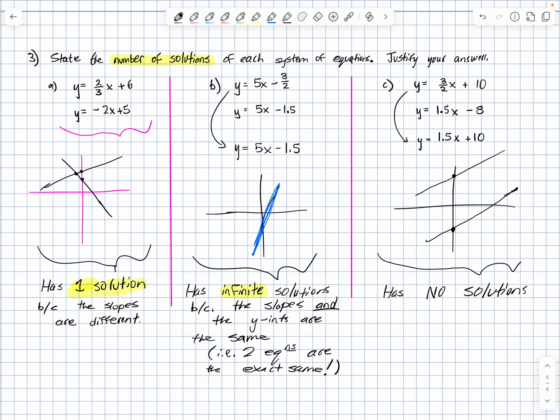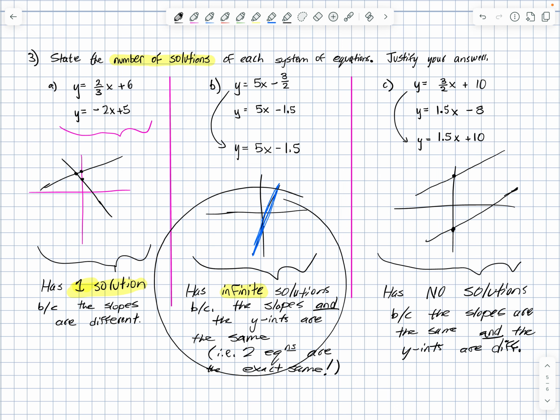And the reason for this is because the slopes are the same and the y-intercepts are different, right? If the y-intercepts were also the same and the slopes were also the same, they would be like this case right here, number 2. They would have infinite solutions. So as long as you have the same slope and different y-intercepts, it's always going to be parallel. So these are 2 parallel lines.